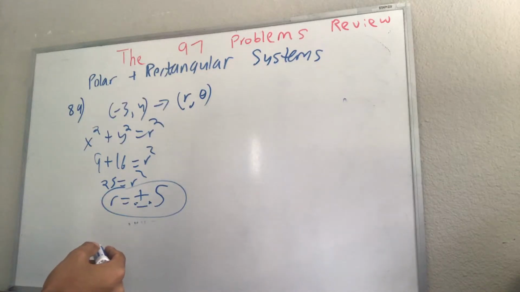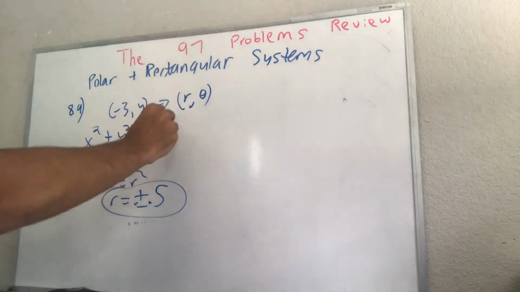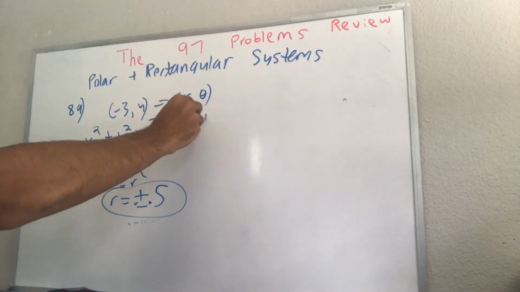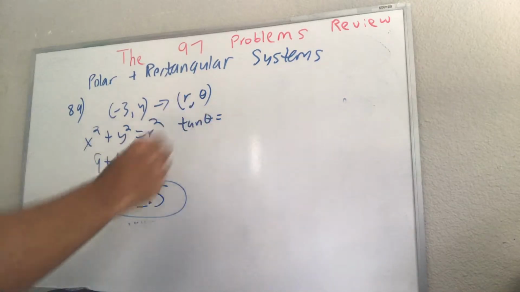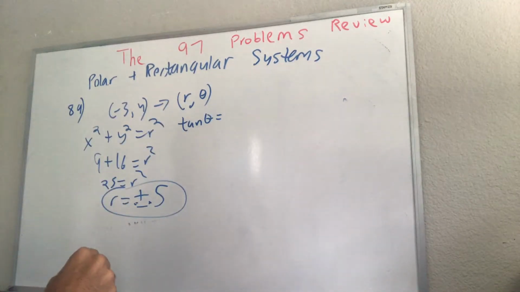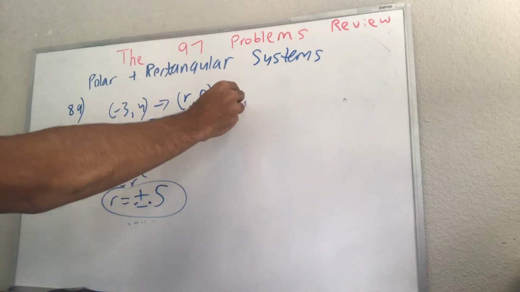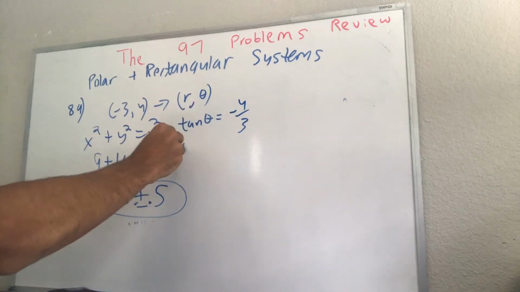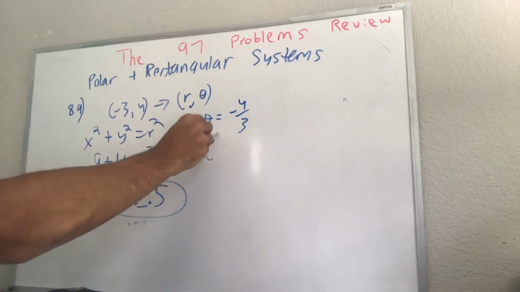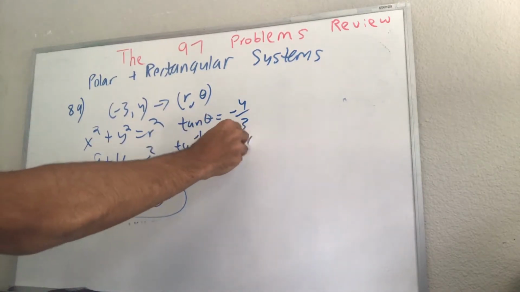Now to determine our angle theta, we can use this one over here. The tangent of theta is equal to y over x, right? That idea of opposite over adjacent. So that y over x in this case would be -4/3. So you would do tangent inverse of -4/3 to determine your angle theta.